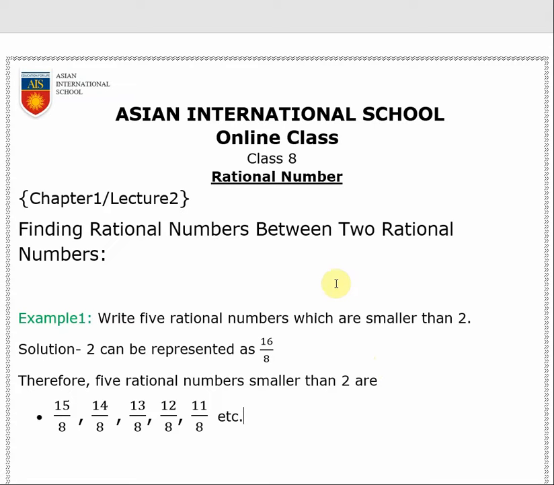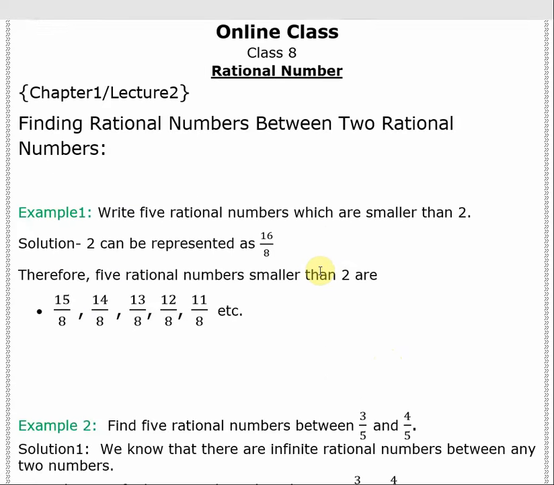Today we are going to see how we can find out rational numbers in between two given rational numbers. Let us see one sum over here. The first sum is saying, write 5 rational numbers which are smaller than 2. That means any rational numbers we can find which are smaller than 2.